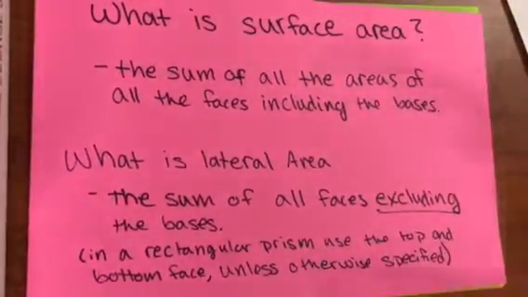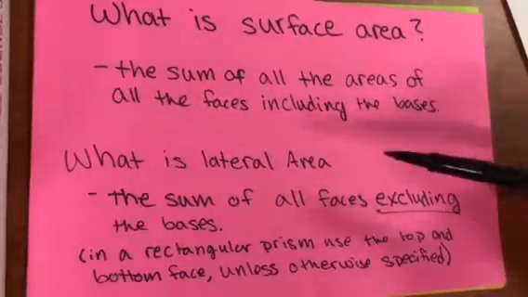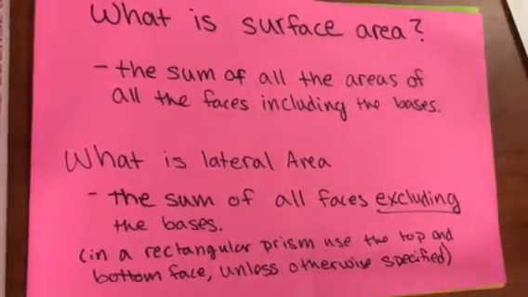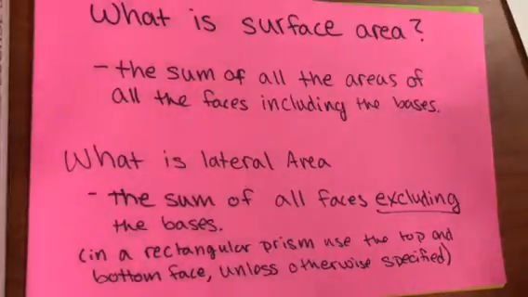And then there's also something called lateral area. What is lateral area? It's the sum of all the faces excluding the bases. What I usually say is total is everything, all over, and then your lateral is just your walls. Exactly. Your walls around it. So it's not the bases, top or bottom.